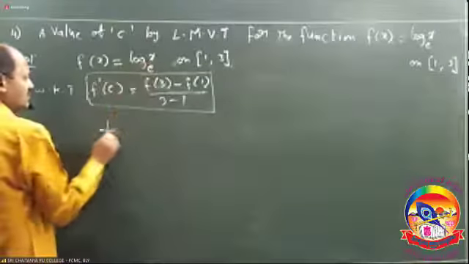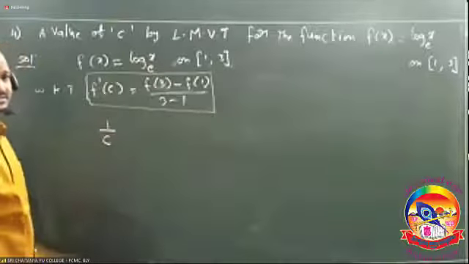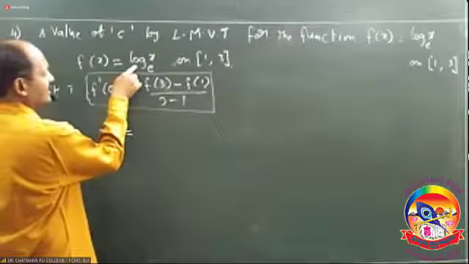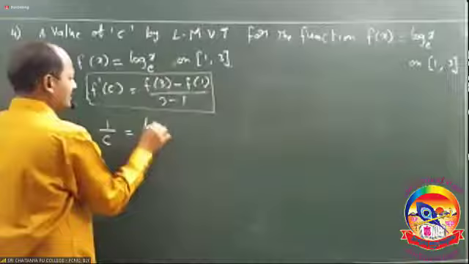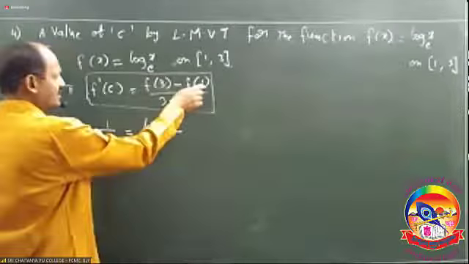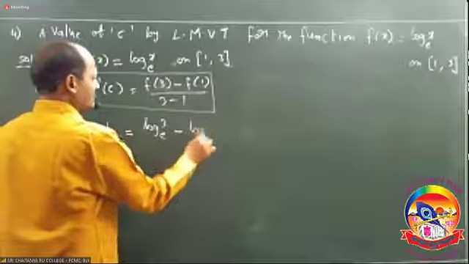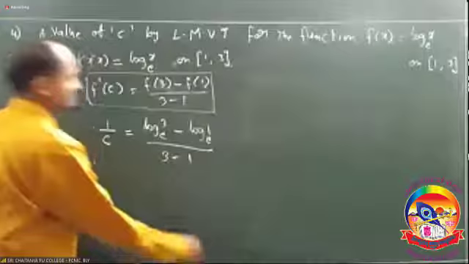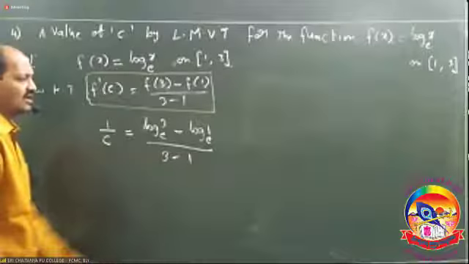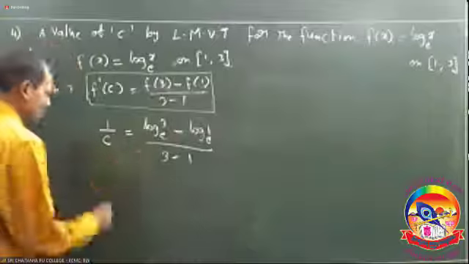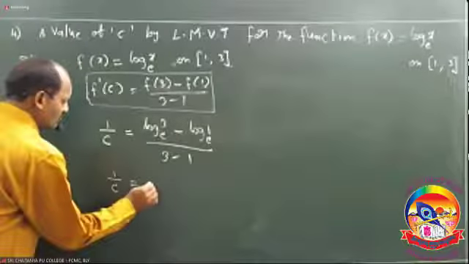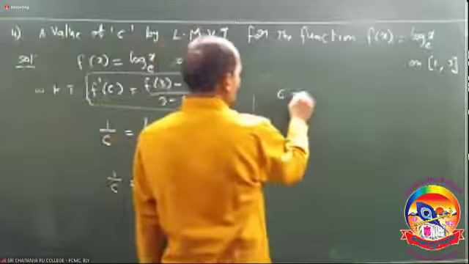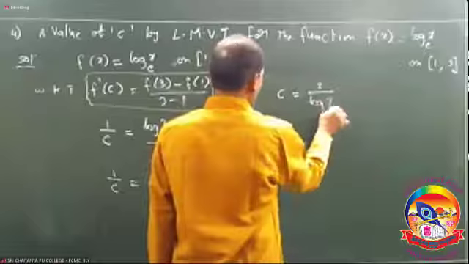The derivative of log x is 1 by x, so instead of x it is C, is equal to f of 3 minus f of 1 divided by 3 minus 1, where f of x equal to log x. f of 3 is log 3, minus f of 1, which is log 1, divided by 3 minus 1. What about the log 1 value? 0. So 1 by C is equal to log 3 minus 0 divided by 2. What about the C value? C is equal to 2 divided by log 3.